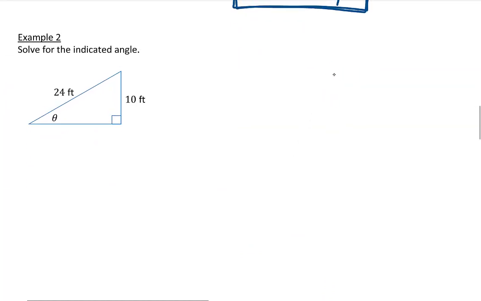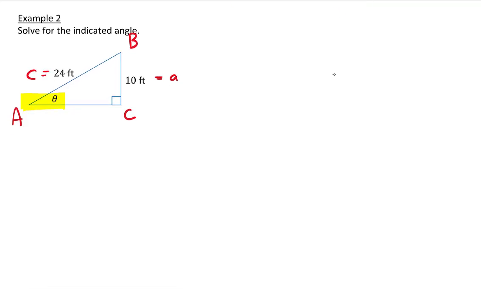Example 2. Right away you see you have a right triangle, so we're going to need a right triangle law to help us with this one. Let's label our diagram A, B, and C. So this is side C, this is side A. Our angle of focus is here, angle A. That's the angle we're looking for. So since we're using a right triangle law, we have to label our sides. The 10 feet, or side A, we can see that is opposite angle A, our angle of focus. And side C is our hypotenuse.